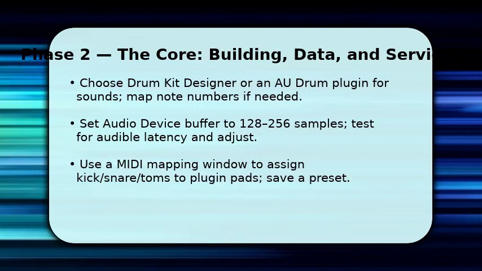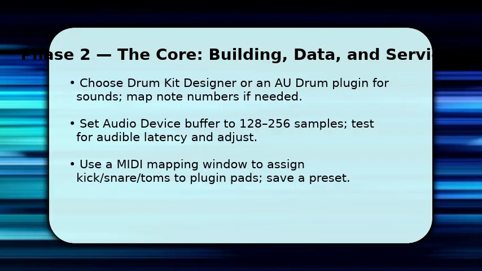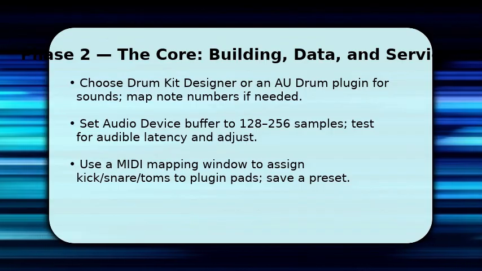Once mapped, address latency. Set your audio interface buffer to about 128 to 256 samples and test. If you hear delay, lower the buffer. Finally, save your mapping as a preset so you don't repeat these steps.